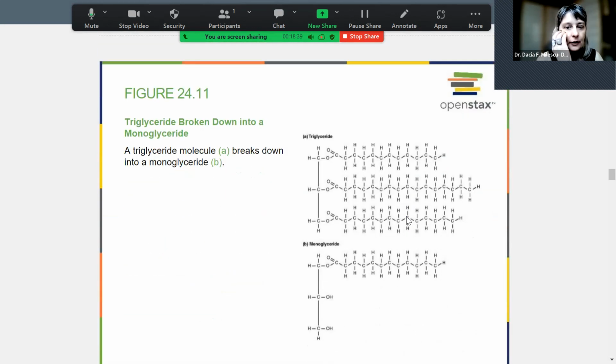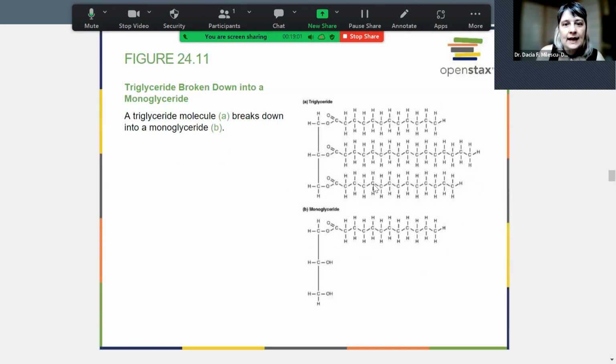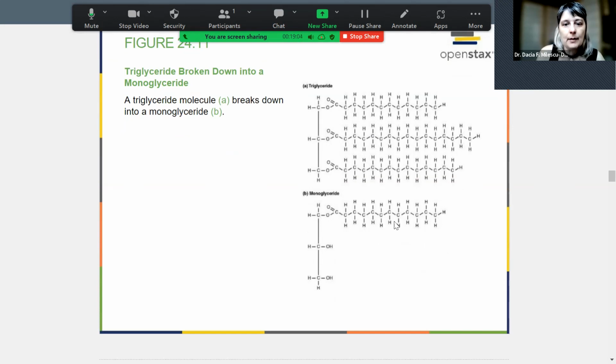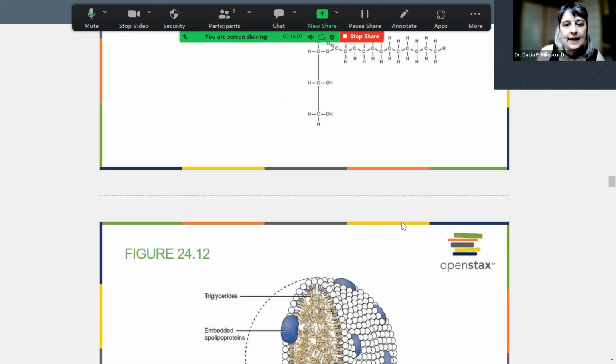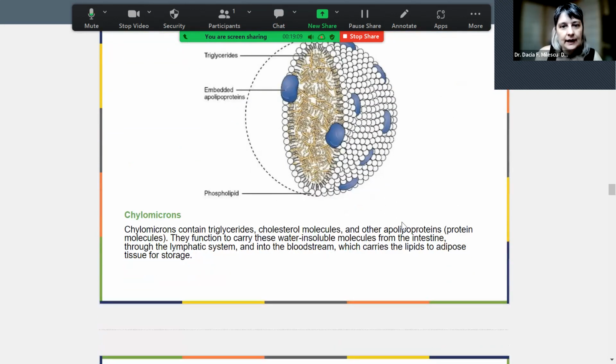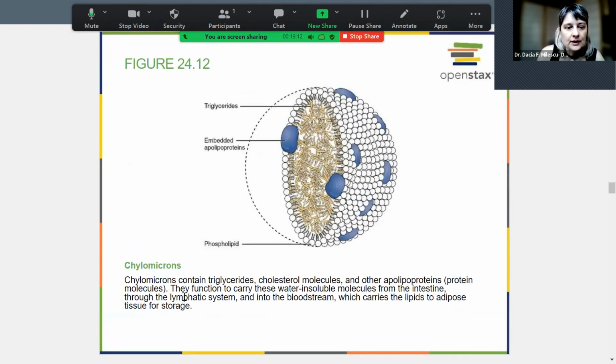All right, now what about the 3 fatty acids and the lipids, right? So you're going to have the triglycerides breaking down into a monoglyceride. So you can have the 3 fatty acid tails and the backbone of a triglyceride molecule. So this is what a fat looks like, and we can break down into a monoglyceride by having just 1 fatty acid.